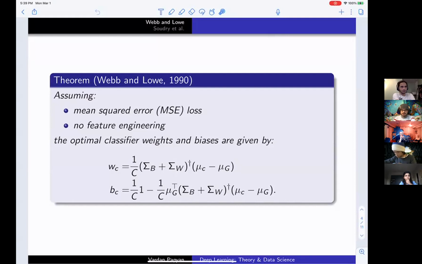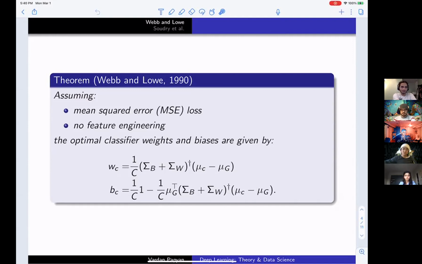So these expressions are meant to evoke a connection between deep networks and linear discriminant analysis. You can see how the class classifier is equal to the class means minus the global mean, multiplied by the between class covariance plus the within class covariance inverse. In fact, we actually derived this a few lectures ago. This very equation was derived in front of your eyes.